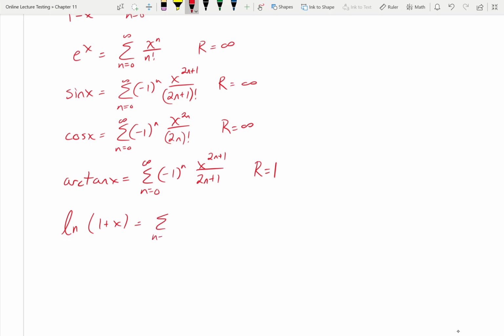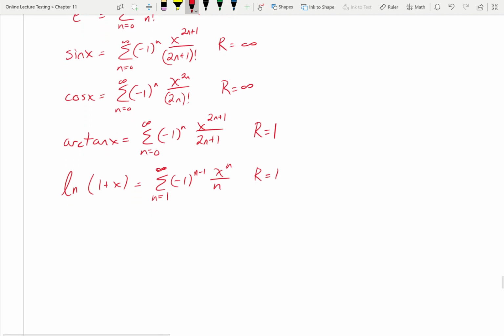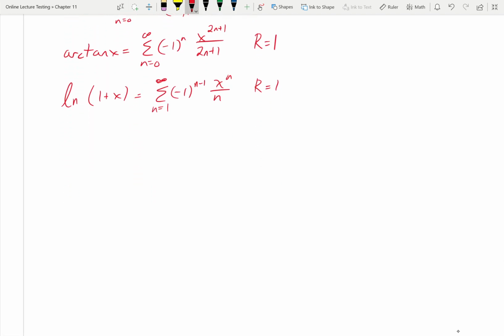the series as n goes from 1 to infinity, actually, this one starts at 1, of negative 1 to the n minus 1, x to the n over n. And its radius of convergence is also equal to 1. And lastly, our binomial series, which we just established.